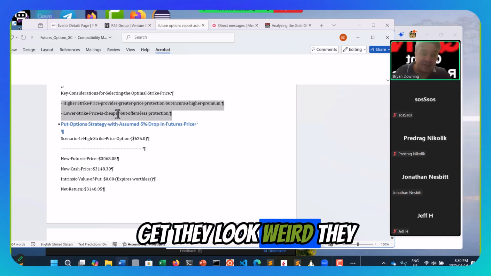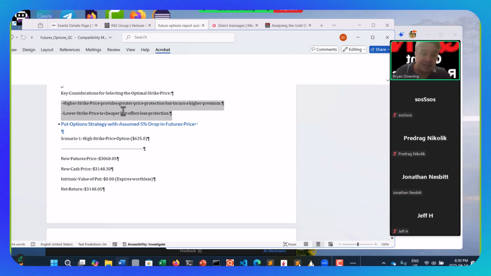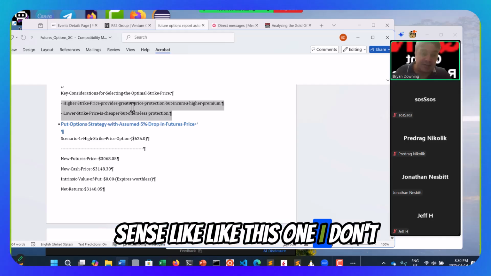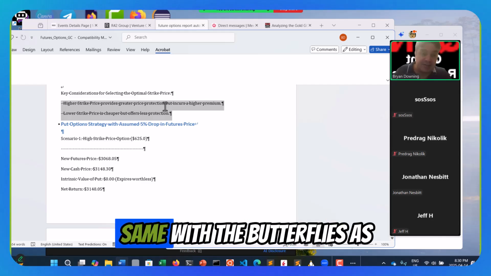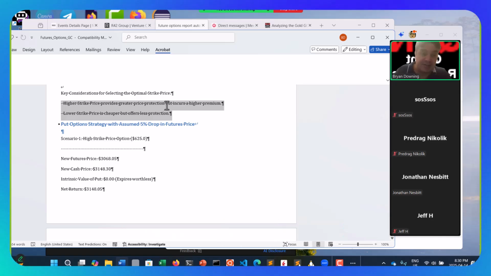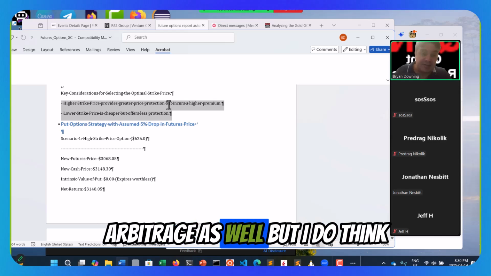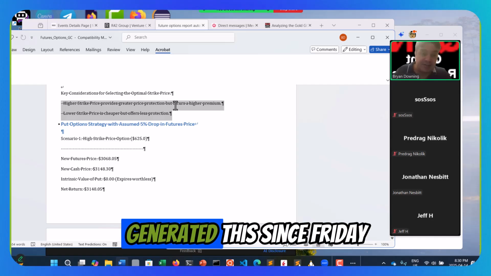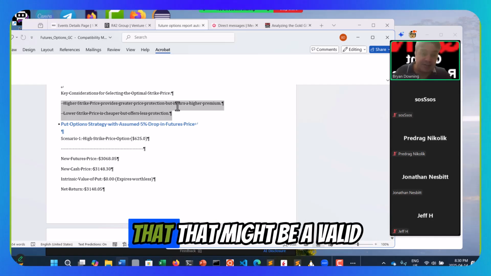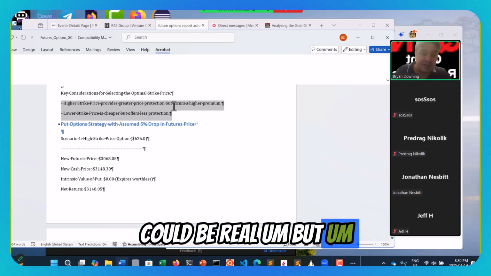And when they look weird, they probably are not valid in terms of the data, if that makes sense. Like this one, iron condor. That's a fairly sophisticated strategy, and same with the butterflies as well. I think that's it. And then you throw in the hedging and the arbitrage as well. But I do think that this oil right now, from what I'm seeing, and I've generated this since Friday, might be a valid theory that I'm thinking could be real.